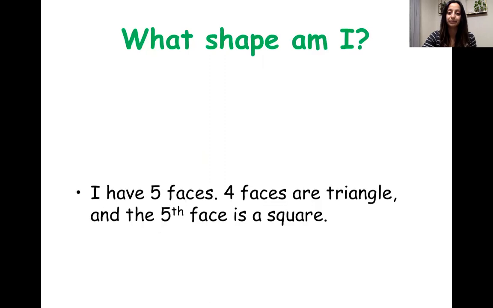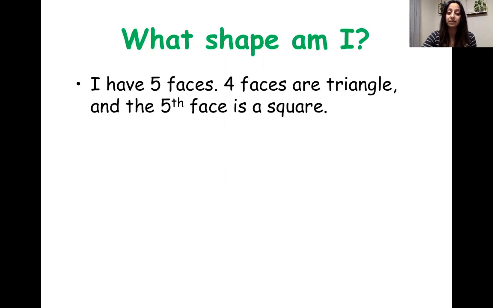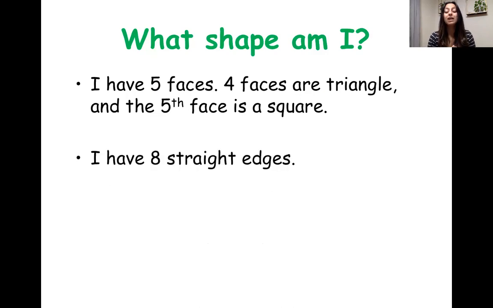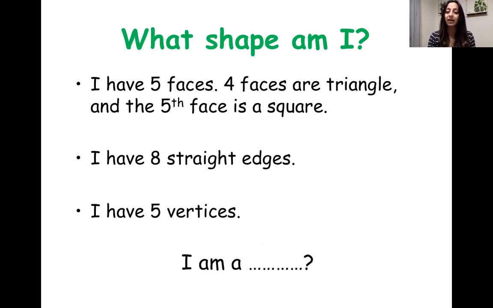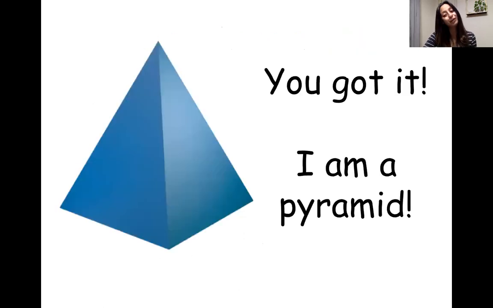What shape am I? I have 5 faces. 4 faces are triangles, and the 5th face is a square. So again, this gives you clues on what shape it is. There's 4 triangle faces and 1 square face. Can you imagine what that shape might look like? It also has 8 straight edges and 5 vertices. I am a... you got it, I'm a pyramid.